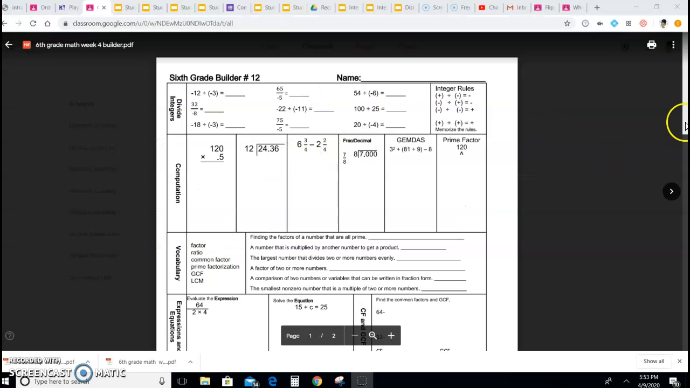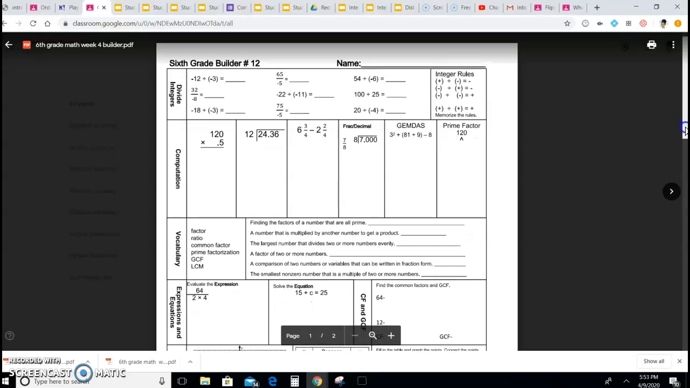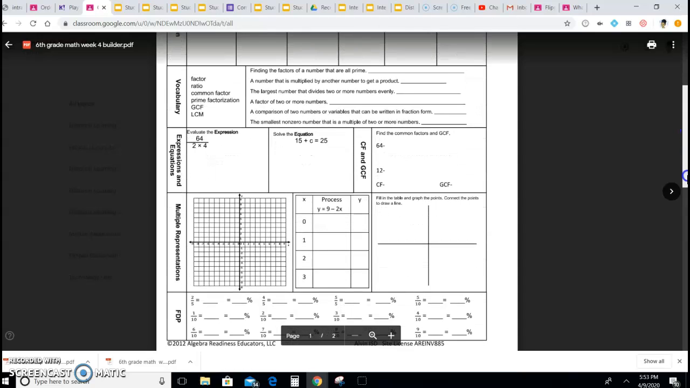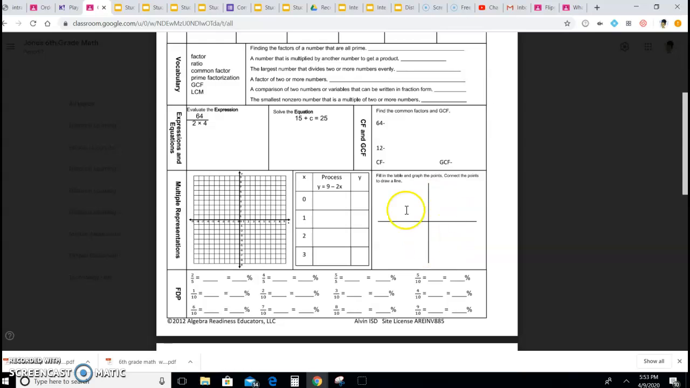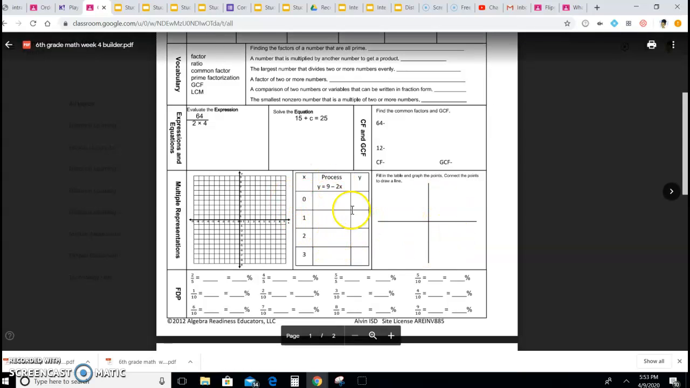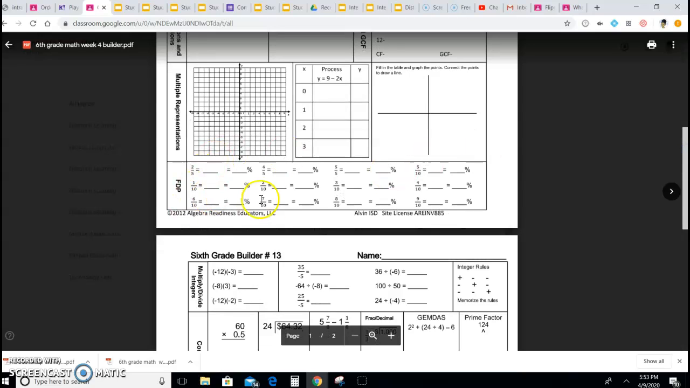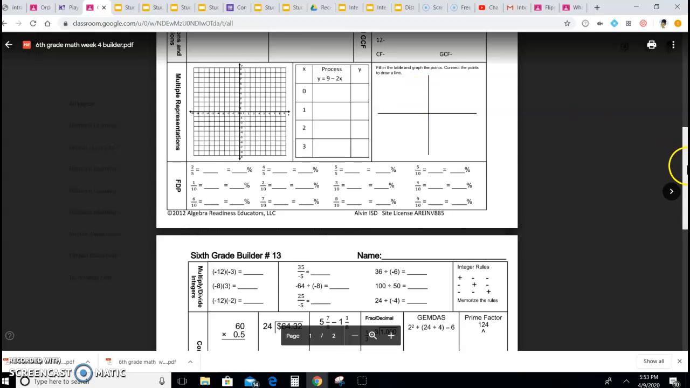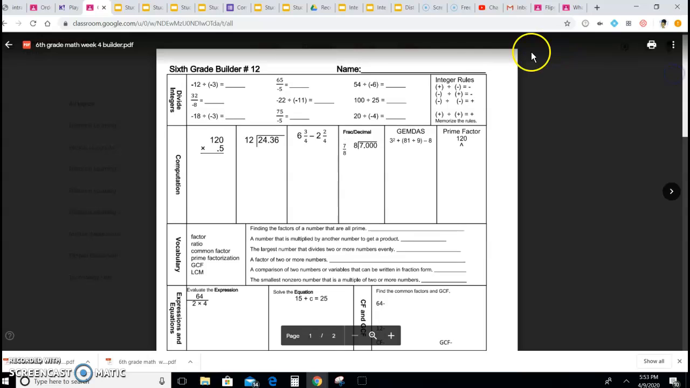Click on Week 4 Builder 12, it looks like this. You want to make sure you copy this down on a separate sheet of paper or print it out. It's up to you. When you get to the multiple representation section, just go ahead and fill out the process table. Don't worry about plotting the points or this section right here. Again, just fill out the process table only. Make sure you create each section by writing down the name of the section and showing me the work that goes with that section. So you are again focused on Builder number 12.